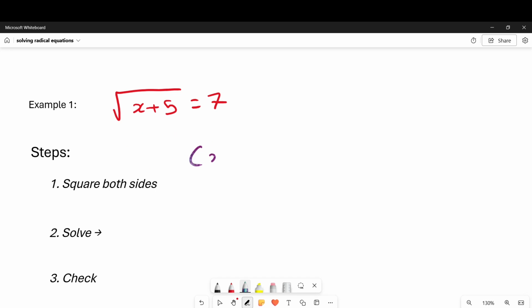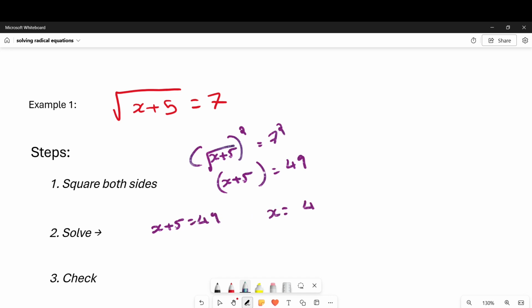So you can see the square root and the square cancel, then x plus 5 will be left here, and on the right hand side 7 squared is 49. Then solve it. So x plus 5 is equal to 49. So x is equal to 49 minus 5, which is 44. So the x value is equal to 44. We got the answer because it's a linear equation, so we can directly find the value of x.